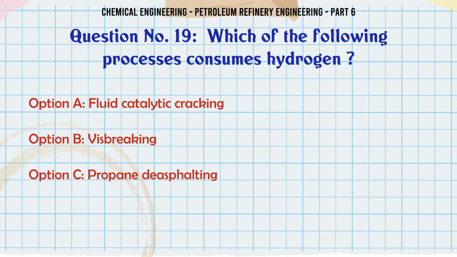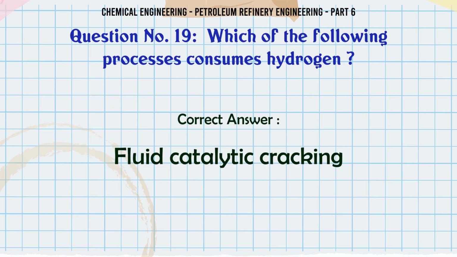Which of the following processes consumes hydrogen? A. Fluid catalytic cracking. B. Visbreaking. C. Propane deasphalting. D. None of these. The correct answer is fluid catalytic cracking.